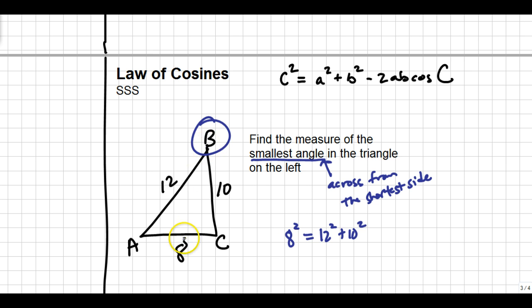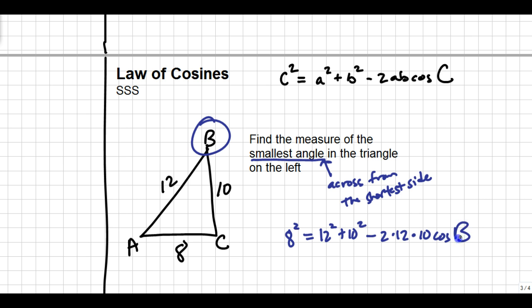Alright, so the smallest angle is across from the shortest side. That means the 8 has to be where the little c is located, because little c is across from the angle. And then the other two sides are the A and the B. So finish off writing out your work here.